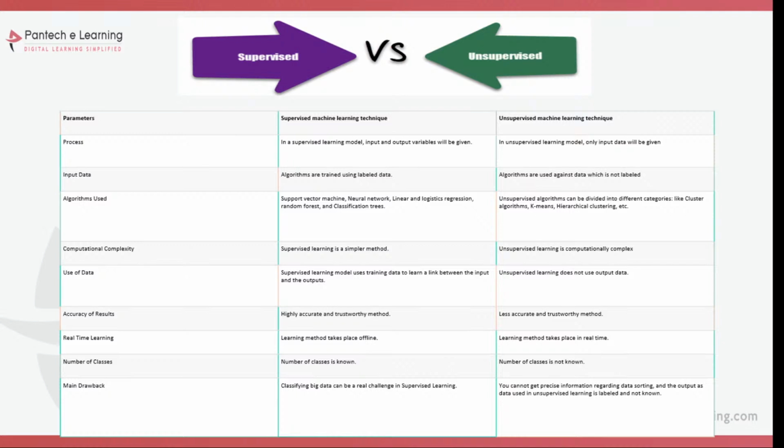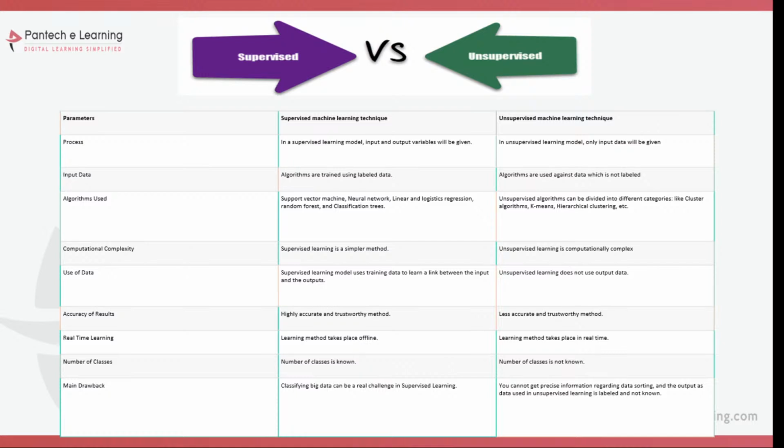Okay, what are the different types of algorithms we can use in supervised? Algorithms like Naive Bayes, support vector machine, neural networks, linear and logistic regression, random forest and classification trees. These are the different algorithms we use in supervised. In unsupervised, we will be using different algorithms like clustering algorithms, k-means, hierarchical clustering, and association algorithms. Fine.